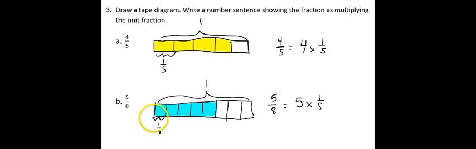For the last question, I have 5/8. I'll start with a tape, and this tape represents one whole. I need to divide it into 8 equal pieces, and I need to shade in 5 of those pieces. There's my 5/8. Now, since each unit is 1/8, the multiplication problem would be 5/8 equals 5 times 1/8.